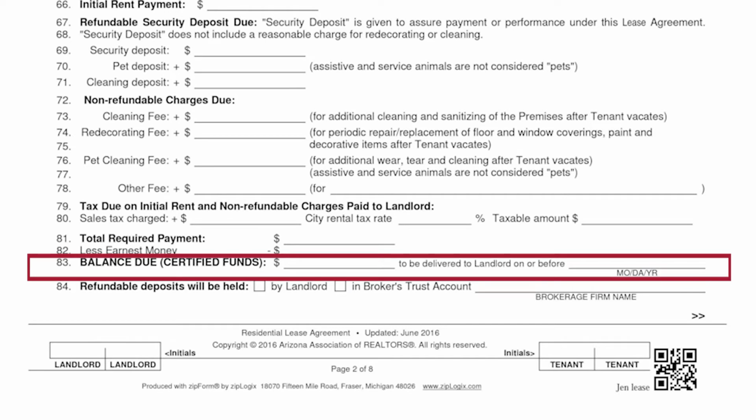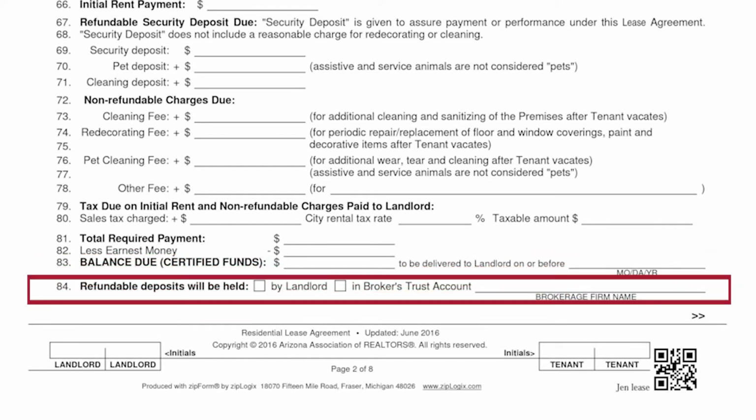Line 83, enter the total of line 81 minus line 82, the amount of money that the tenant will submit at the time they move into the property. The date the final move-in money will be deposited is also listed here. Line 84, list where the refundable deposits will be held. And remember, HomeSmart does not have a trust account and no monies should be made payable or held by HomeSmart.